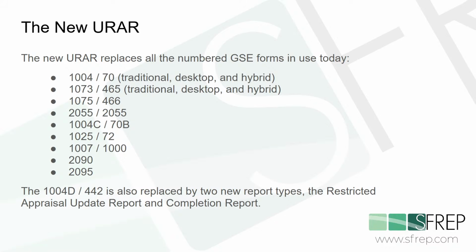This new report is going to replace all of the traditional UAD 2.6 reports that we've had for at least since 2005 and many of them before then. The 1004, the 1073, the 1004C, the 2055, 1007, all those reports go away, and you have one report type to end them all. Okay?